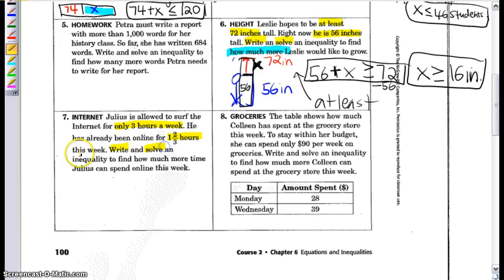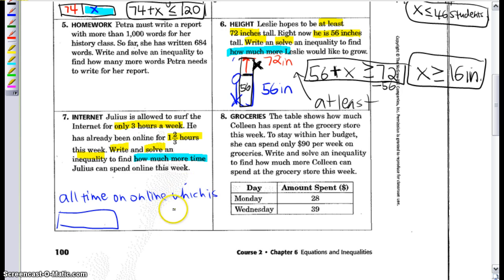Again, I'm going to write and solve an inequality. And the question that I want to have answered is, how much more time does he get online for the week? So I'm going to draw a box. This whole box is all the time online that he gets, which is, he only gets up to 3 hours. Okay, another way of saying up to is a maximum of 3 hours, or no more than 3 hours.